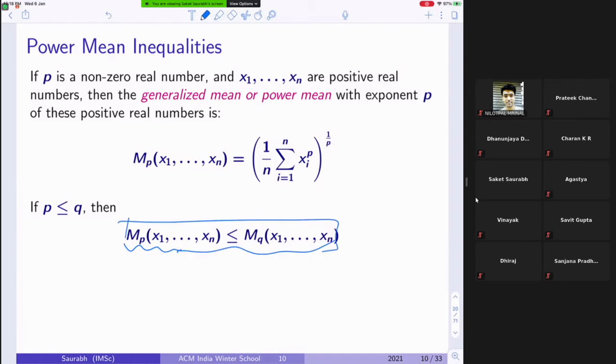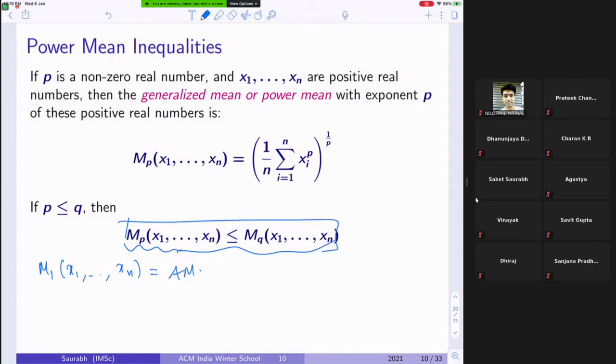Now, do people care about power mean? Let's try to understand what is M1 of x1 to xn. Can you tell me? What is M1 of x1 to xn? This is going to be the arithmetic mean.